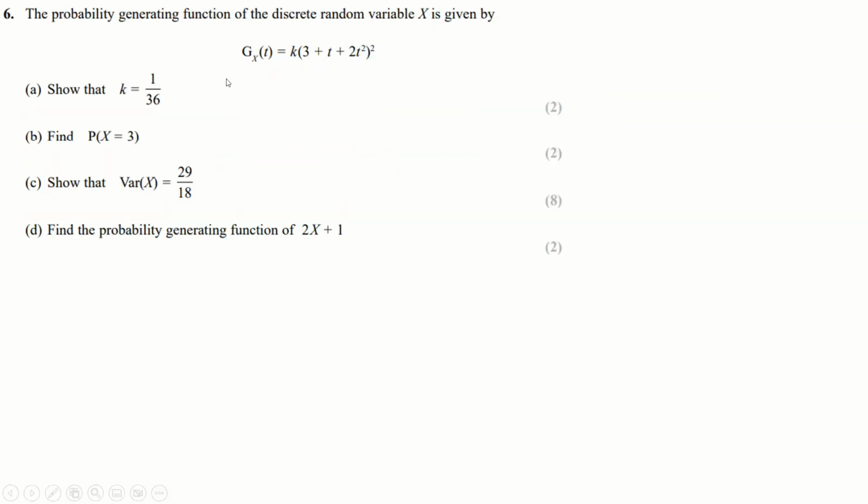Okay, question 6 is the probability generating function question. Show this. So a key fact of the probability generating function is G_X(1) is equal to 1 every single time. So we're just going to put 1 in here and solve for k. Very quickly we get this. That's fine.